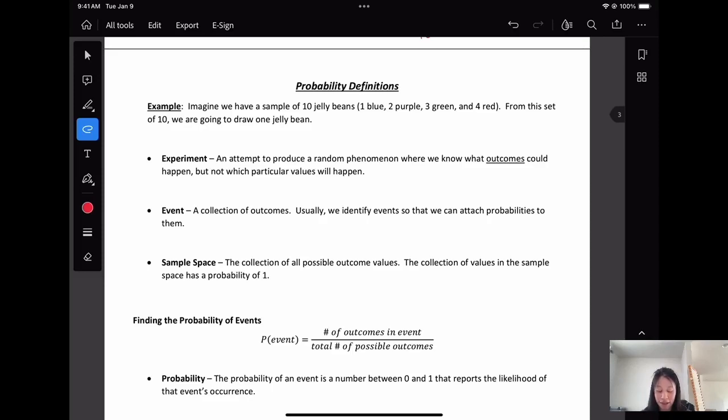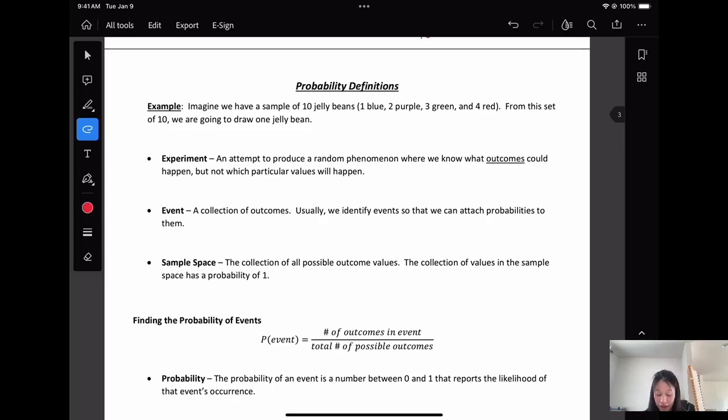An experiment is an attempt to produce a random phenomenon where we know what outcomes could happen, but not which particular value will happen. So when we draw jelly beans from a bag, we don't know what color we're going to pick. So this is called an experiment because we don't know the outcome or the particular value that will happen.